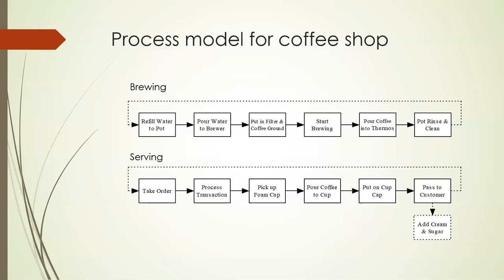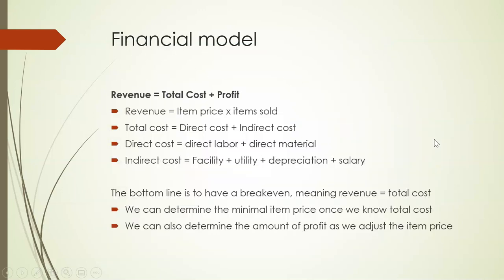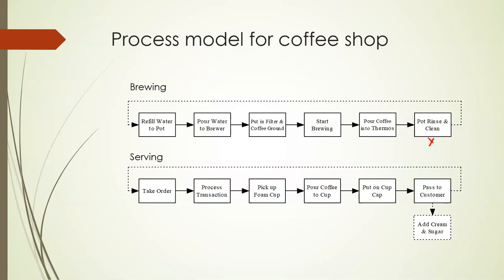Okay, so the flow chart itself describes what the brewing process looks like and what the serving process looks like. Each one of them, some of them can combine together. For example, when you refill the water to the pot and pour water to the brewer, and when you're doing the pot rinse and cleansing, the last step over here, that's happening over the sink. So if you merge them together, because they are a loop, you can merge them.